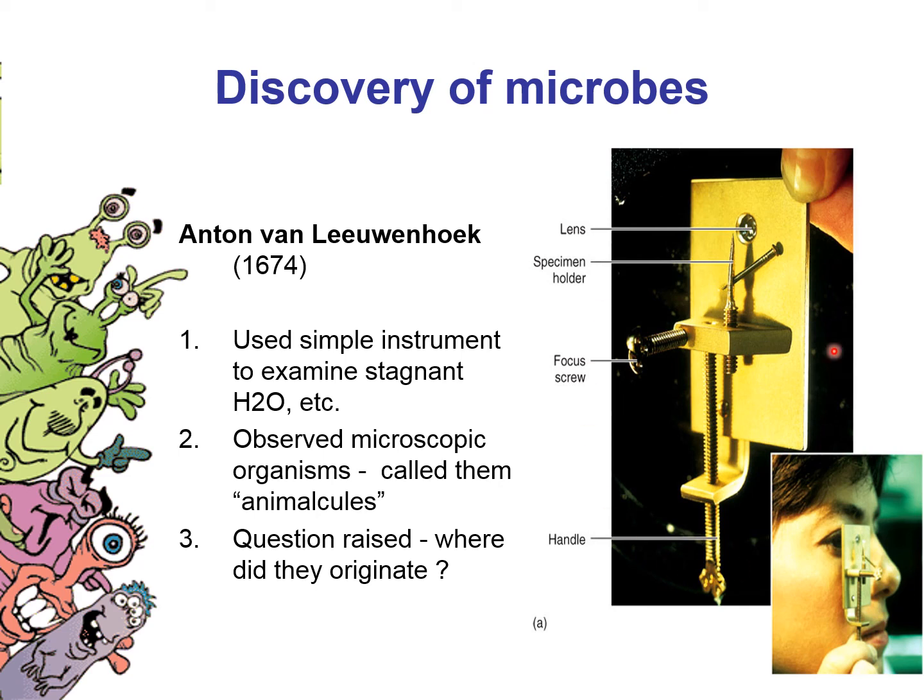So he made this simple microscope and used stagnant water to examine. He saw small organisms which were moving. He called them animalcules, which raised questions like where these organisms originated from.